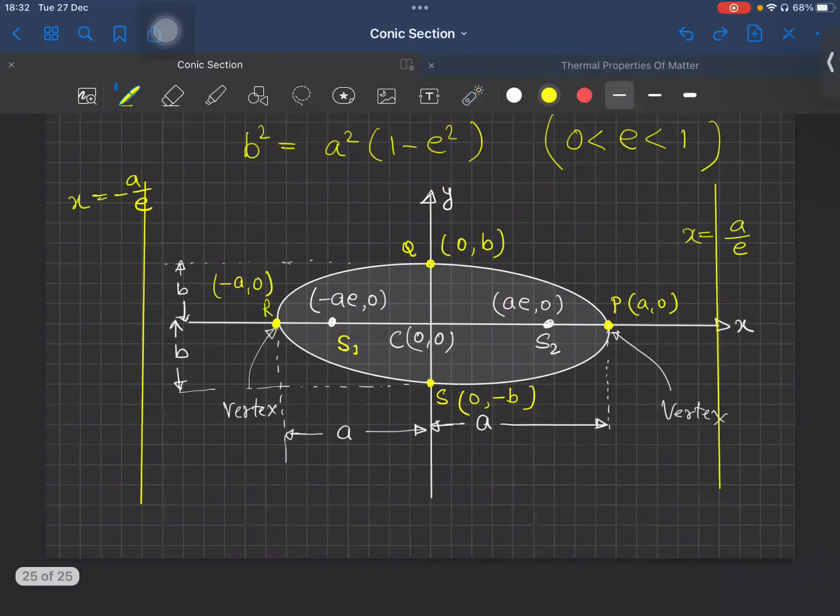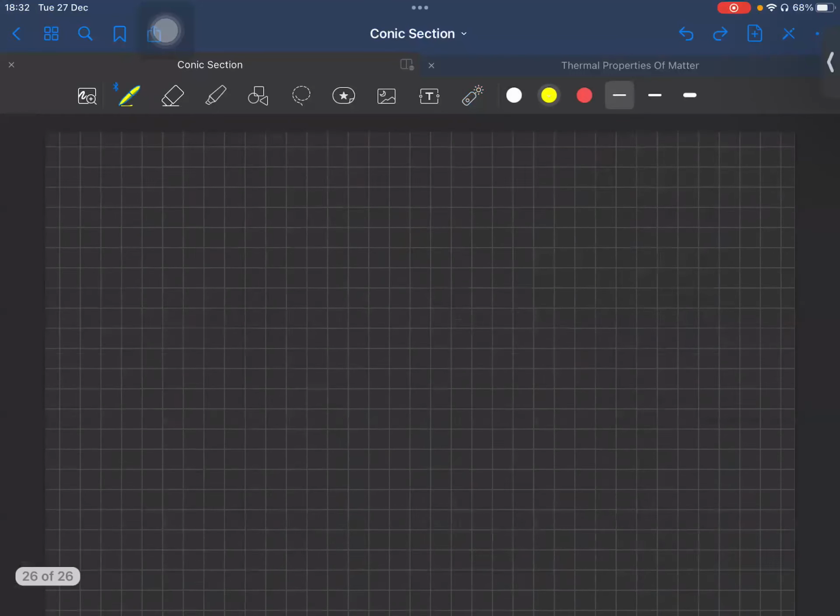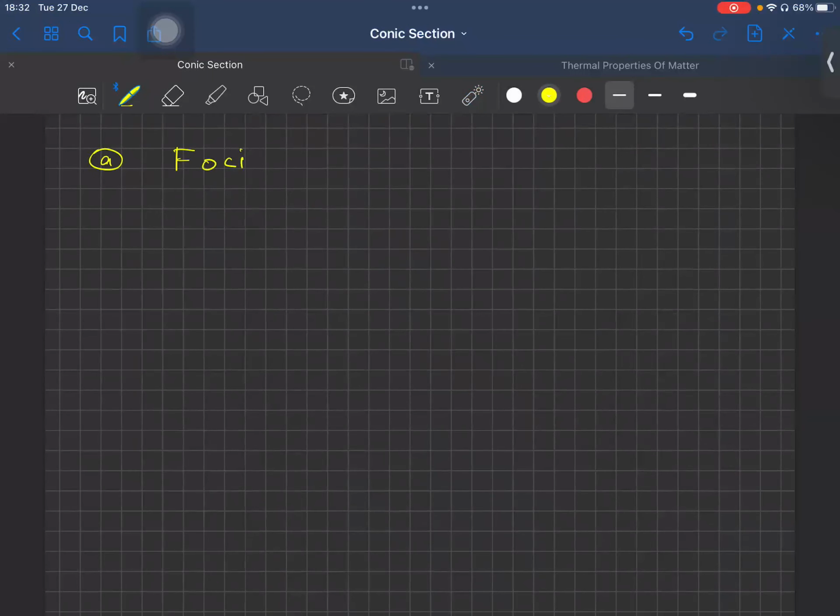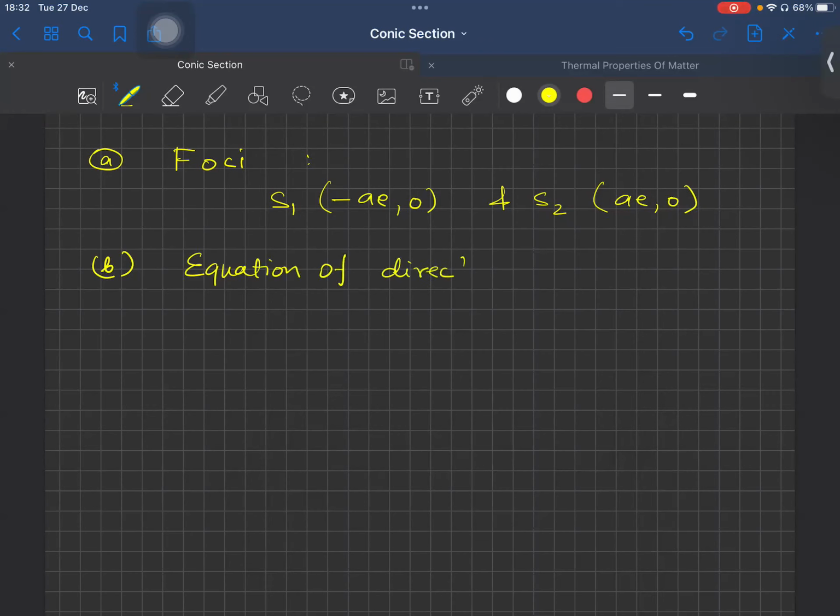So let me write it again. First point: the foci. S1 is minus AE comma 0 and S2 is AE comma 0. You can name them S1, S2, it doesn't matter. It is on the x-axis, obviously. Number two, equation of directrix. X is equal to A upon E and the second directrix will be x is equal to minus A upon E. Okay.